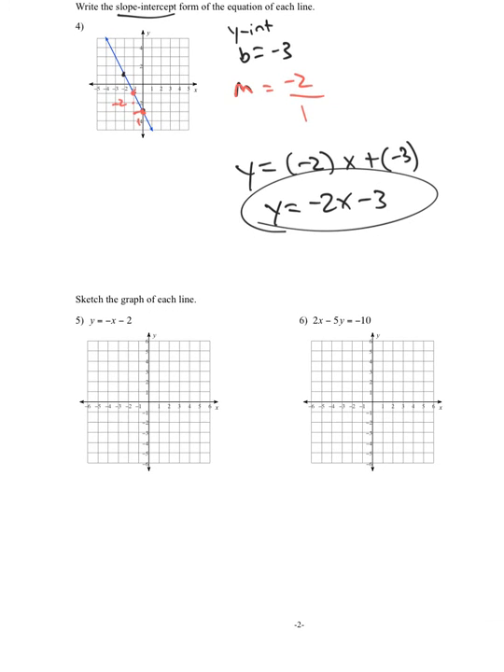All right, and the last two, guys, we're just going to sketch the graph of each line. Okay, so this is in slope-intercept form, so it's really kind of backwards of what we were just doing. Identify, okay, what's the slope? -1. What's the y-intercept? The b value, -2. Okay, so we just y-intercept at -2, slope of -1, so we go down 1, right 1.